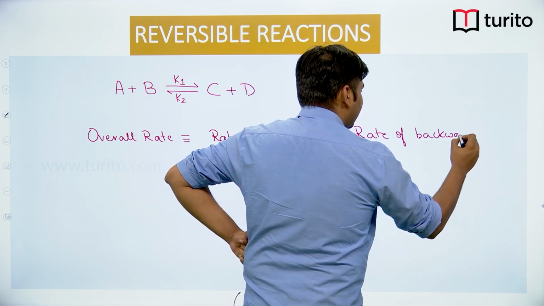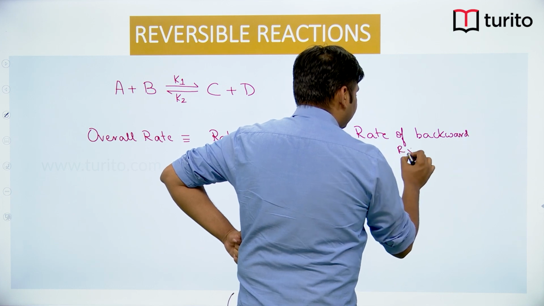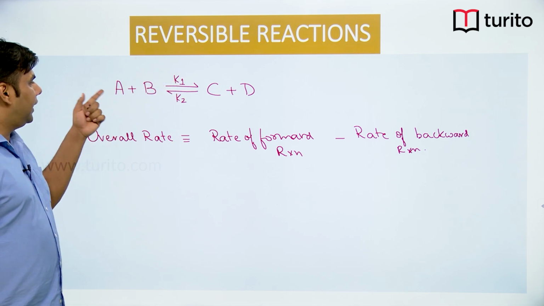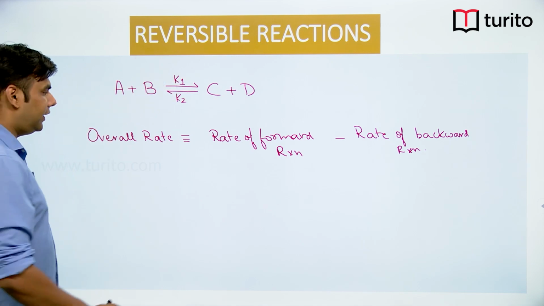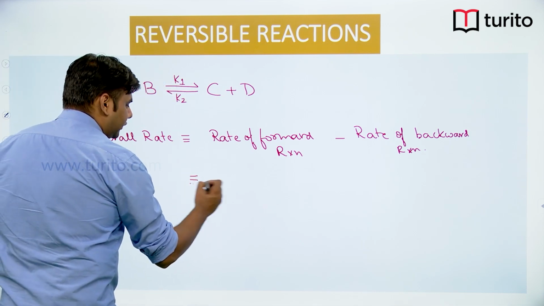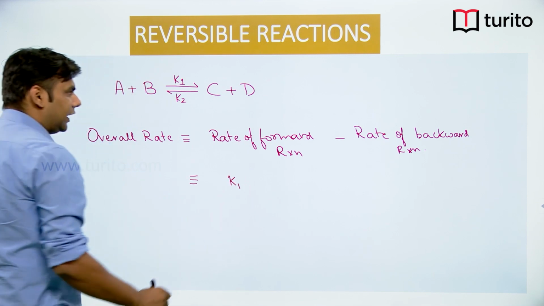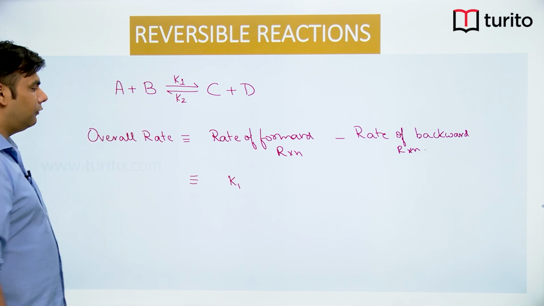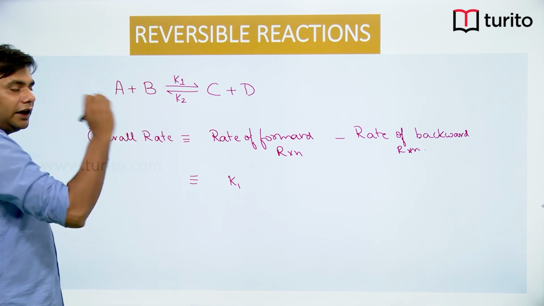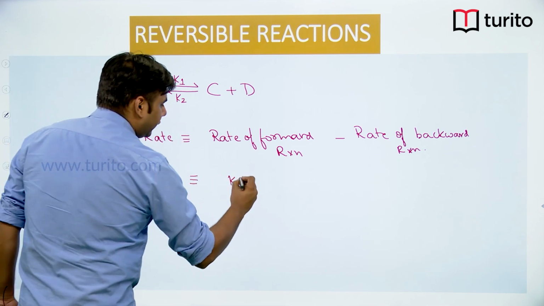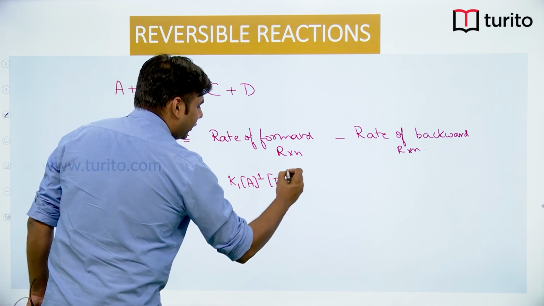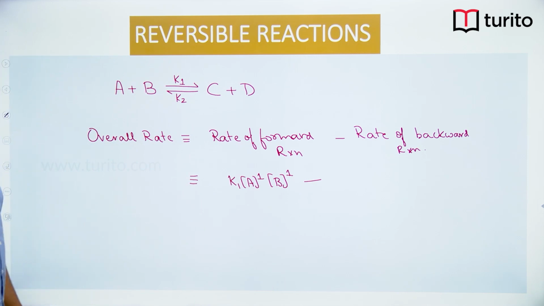Okay, so the rate of this reaction would be rate of forward reaction minus rate of backward reaction. Now the forward reaction, A and B will be acting as reactant. So the rate of forward reaction would be K1, because it is an elementary reaction. So order with respect to A is 1, order with respect to B is also 1. So rate will be rate constant into concentration of A raised power 1 into concentration of B raised power 1 minus rate of backward reaction.